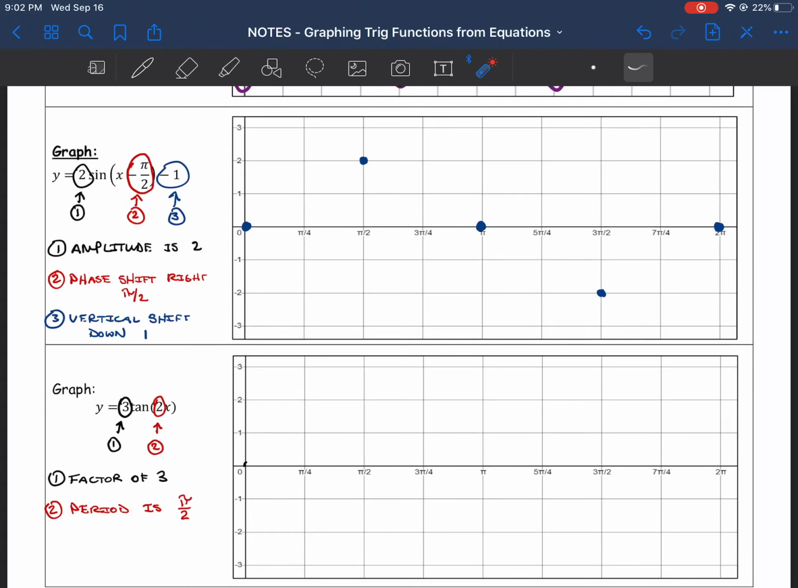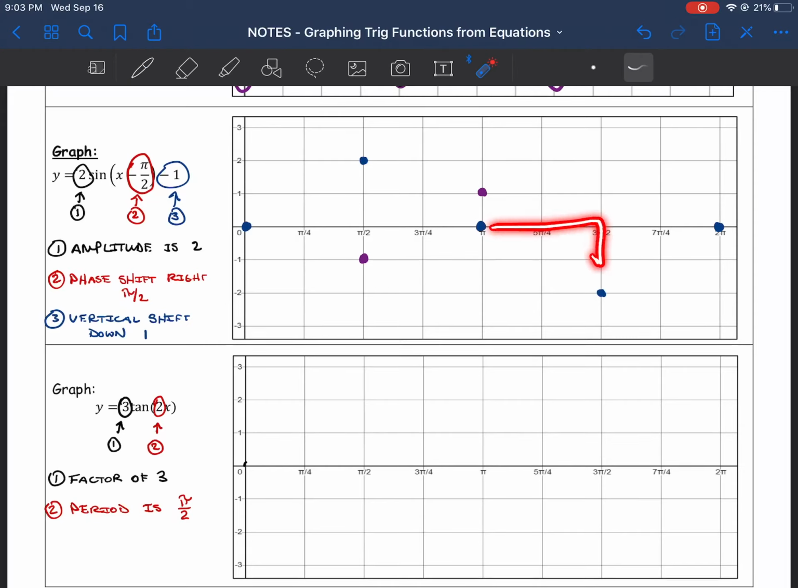Now looking at the phase shift right by pi/2 and the vertical shift down by 1, all we're going to do is take each of these points and move them right by pi/2 and then down 1. So if I took this point, and I'll do these points in purple, and I moved it right pi/2 and then down 1, we would have a new point right there at pi/2, -1. If I took this point here in blue and went right by pi/2, then down 1, I would have a new point in purple right there. And let's do that with all of our points.